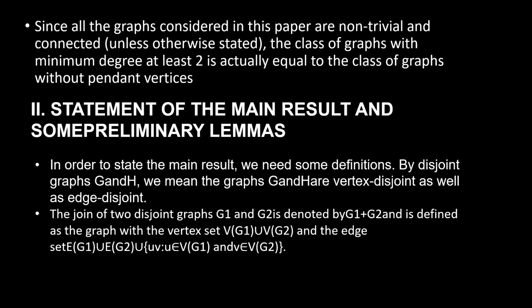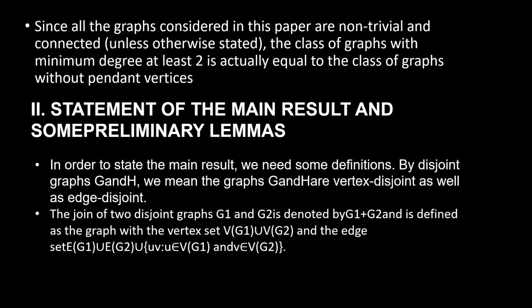Statement of the main result and some preliminary lemmas. In order to state the main result, we need some definitions. By disjoint graphs G and H, we mean that the graphs G and H are vertex disjoint as well as edge disjoint.